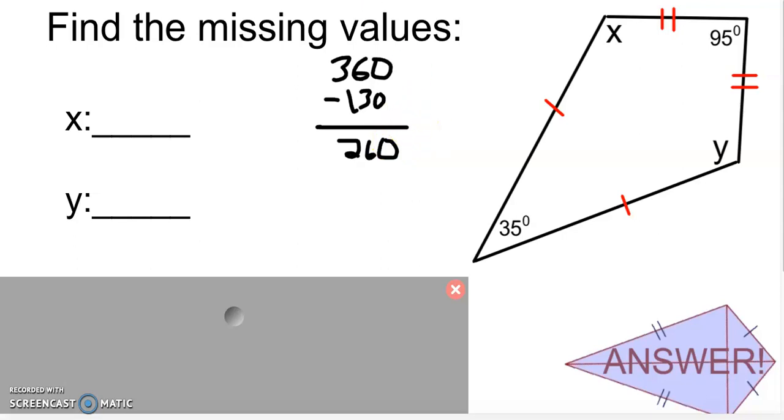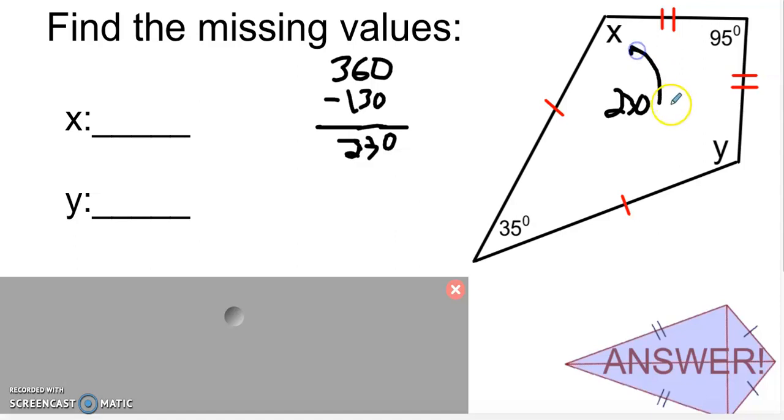Sorry, I miscalculated this. My bad. I knew I had something wrong here. I apologize profusely. So I take 360 minus 130, and I'm going to get 230. I should know that 6 minus 3 is 3. Bad Mr. Kenyon. So 230 degrees is going to be split then between x and y.